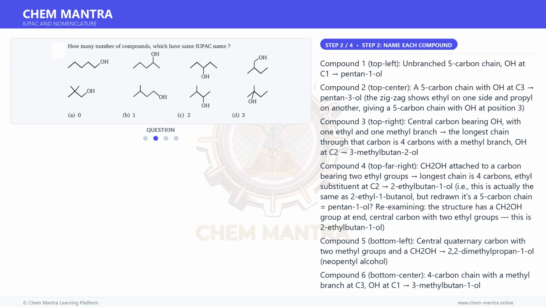Compound 5, bottom left: central quaternary carbon with 2 methyl groups and a CH2OH, 2,2-dimethylpropan-1-ol, neopentyl alcohol. Compound 6, bottom center: 4 carbon chain with a methyl branch at C3, OH at C1, 3-methylbutan-1-ol. Compound 7, bottom right center: isopropyl bearing OH and another methyl, 3-methylbutan-2-ol. Compound 8, bottom far right: quaternary carbon bearing OH with 2 methyls and 1 ethyl, 2-methylbutan-2-ol.